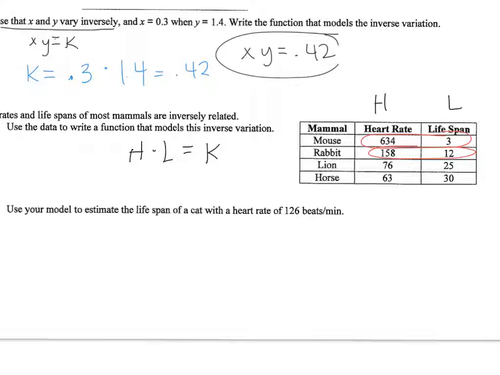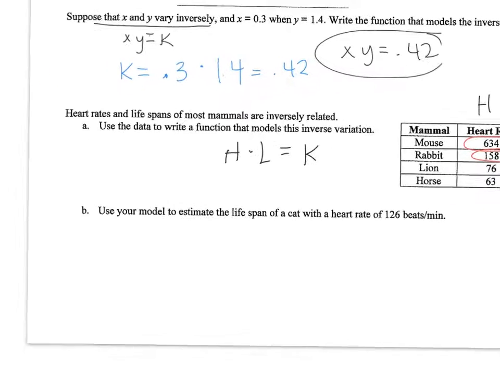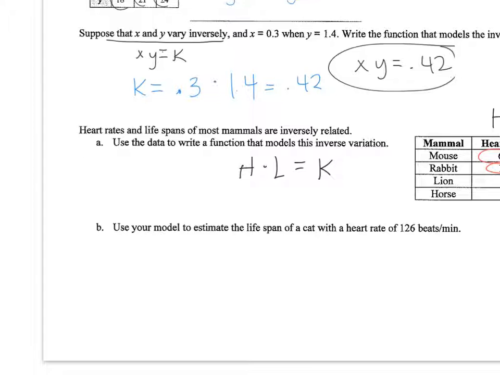So if I multiply 634 times 3, I get 1902. And if I multiply 158 times 12, I get 1896. If I multiply 76 times 25, I get 1900. And if I multiply 63 times 30, I get 1890. So if you're looking at this, probably the best indication of what's going on here is your k is going to be about 1900. So my equation is going to be heart rate times lifespan equals 1900.